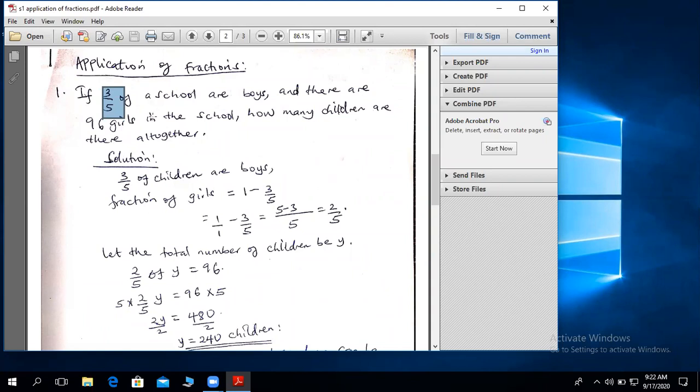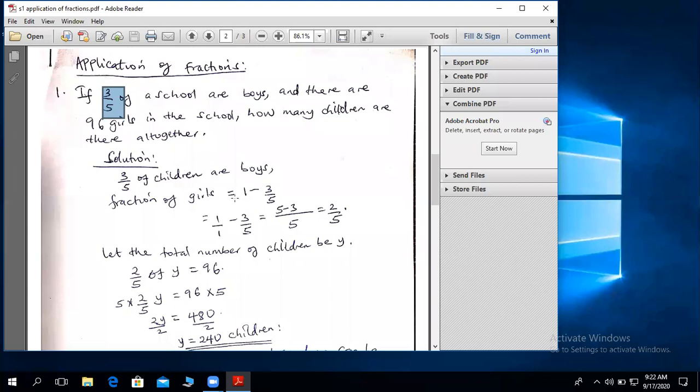Originally, we always have 1. Then it means 1 out of the total number. It means 3 out of 5 out of the 1. These ones are boys. So the first thing we are going to do, if 3 out of 5 are boys, then we need to get the fraction of girls. We get the fraction of girls by getting the total, which is 1, and we subtract 3 out of 5.